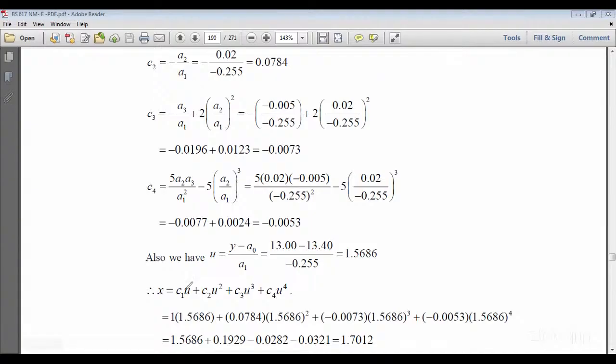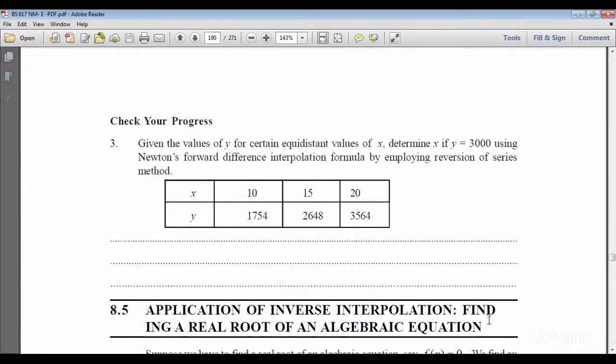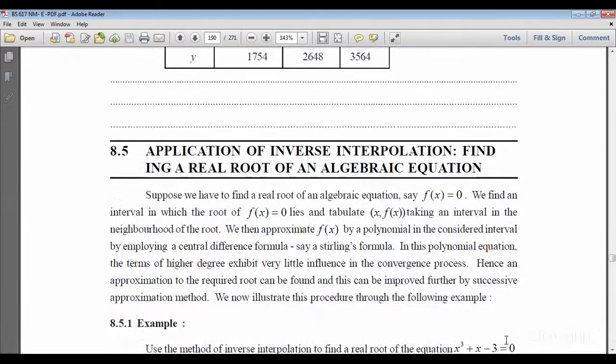There is a value 1.686 6x whole square 6x whole cube 6x whole for 4 that is 1.7012, the total output value here. Since the assumed origin here x is equal to 0, 1 the desired, so 1.0712 multiplied to 44 plus 145.7012 is the output value we can write here.